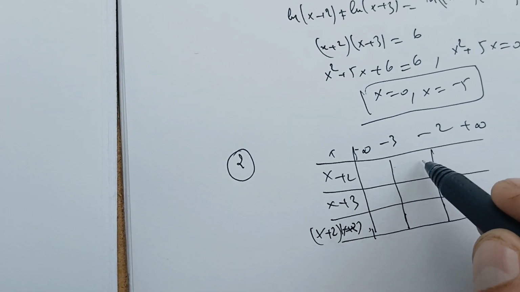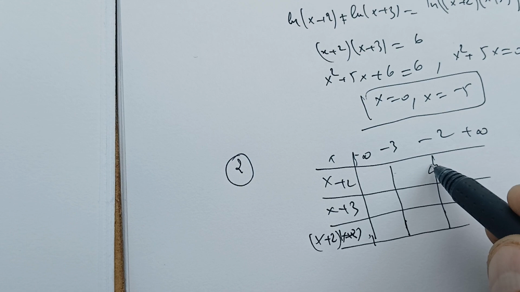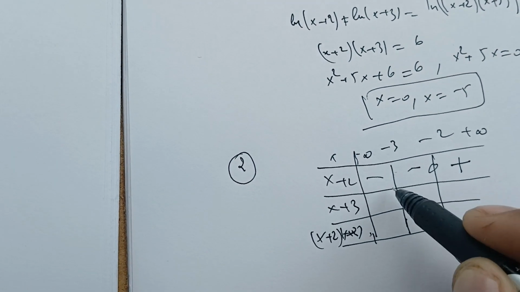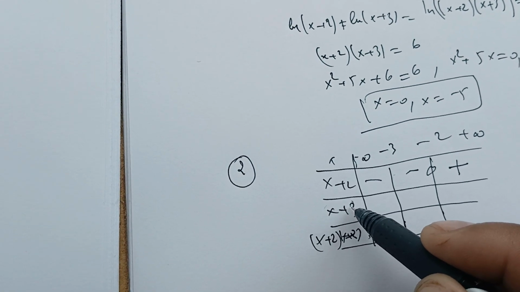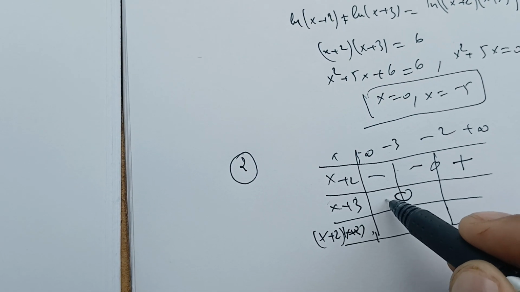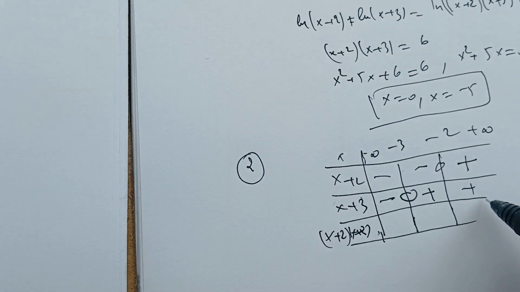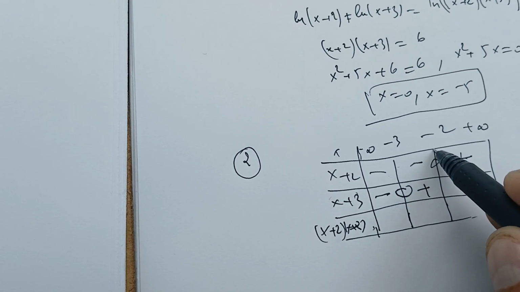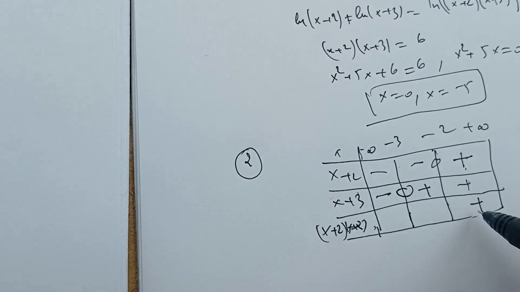When x is minus 2, x plus 2 is 0. When x is less than minus 2, it's negative. When x is bigger than minus 2, it's positive. For x plus 3, it equals 0 when x is minus 3. If x is less than minus 3, it's negative. If x is bigger than minus 3, it's positive. To get the sign, we just multiply. On the interval minus 2 to plus infinity, both are positive, so we have a positive sign.